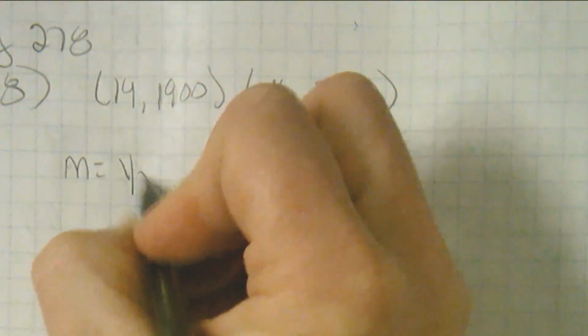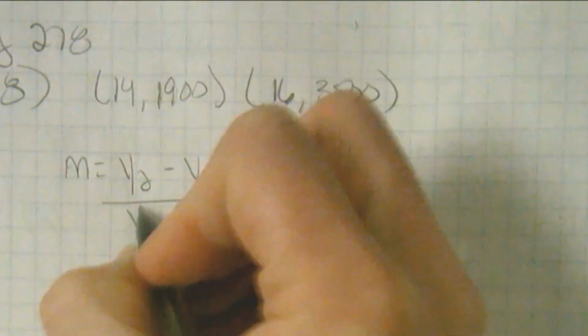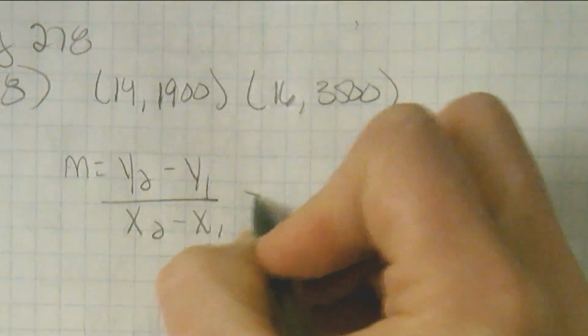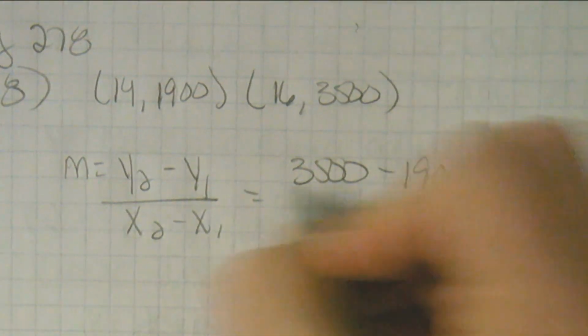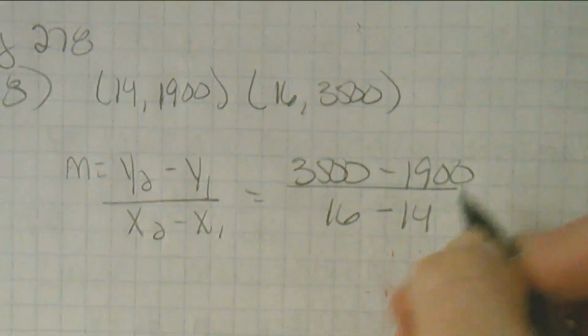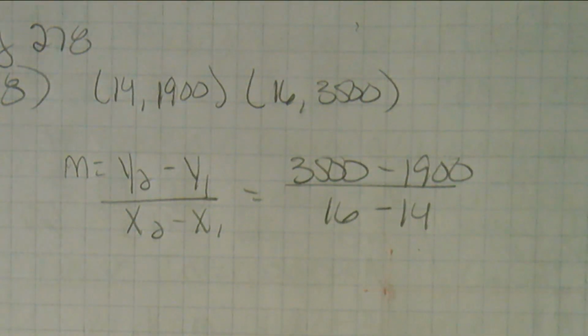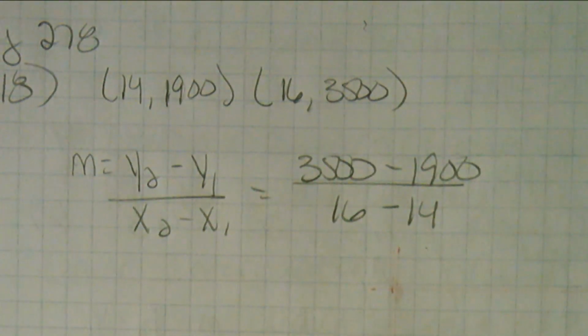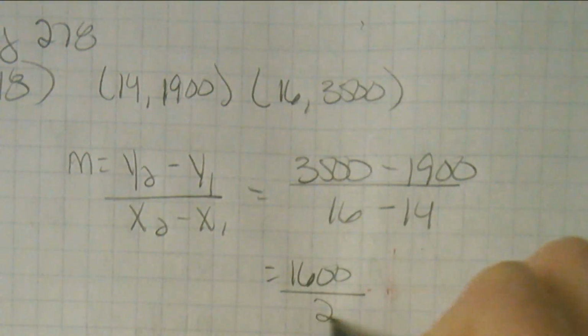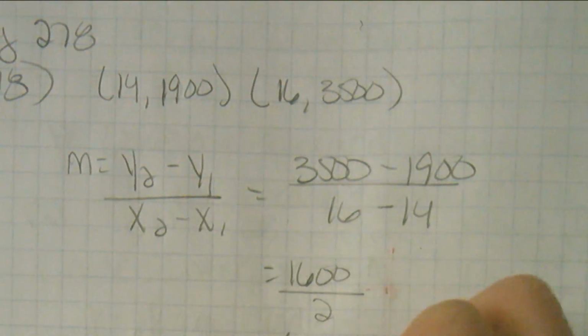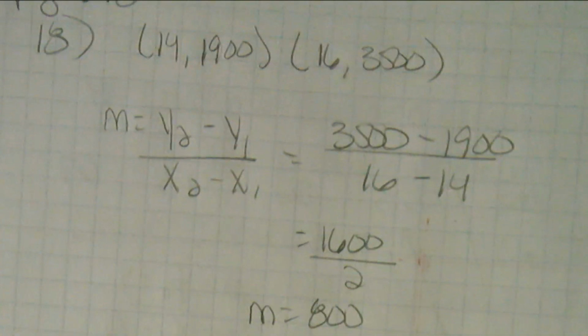So if I used these 2, my slope is y2 minus y1 over x2 minus x1. So I'm going to do 3,500 minus 1,900 over 16 minus 14. All right, so I have 3,500 minus 1,900. That gives me 1,600 divided by 2. So my slope is going to be 800. So that's what I got for my slope.